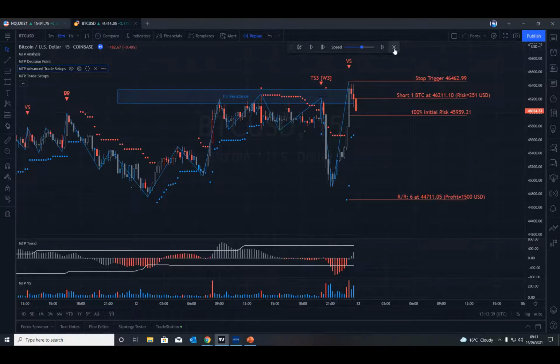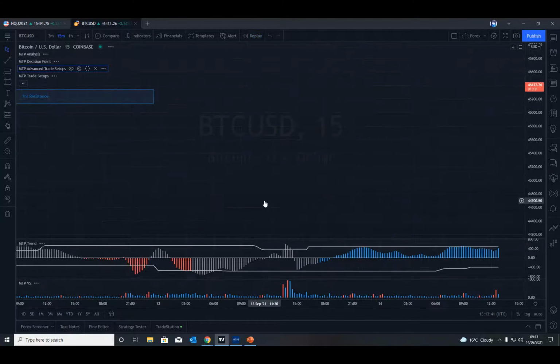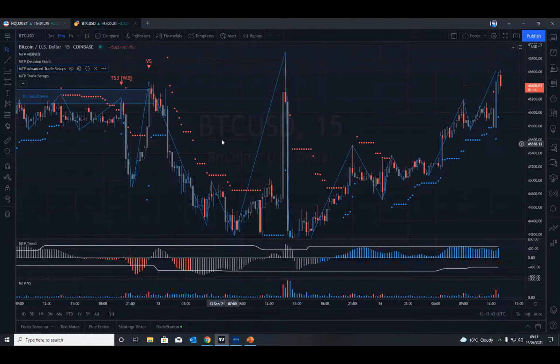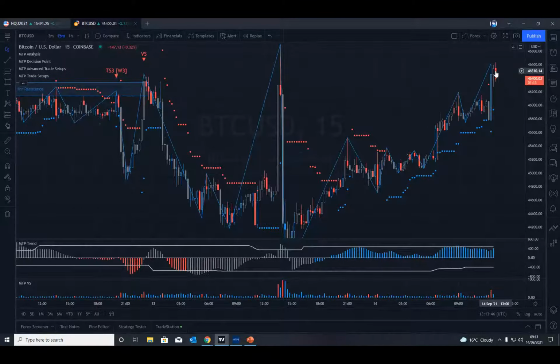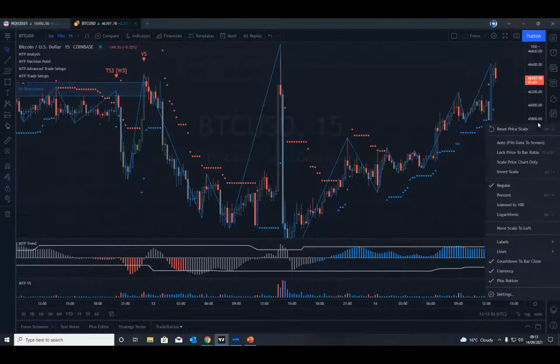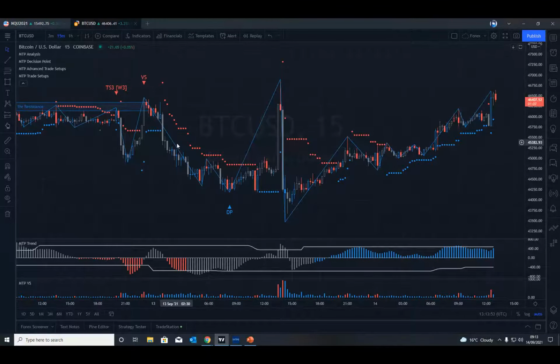If I turn the bar replay off, obviously it won't place the analysis back on because it's placing it on the last pivot. But you can see that the VS trade setup worked very nicely down there indeed. It came in very nicely. So even though we're looking at Bitcoin, we're doing exactly the same kind of approach as we do for our normal minis.